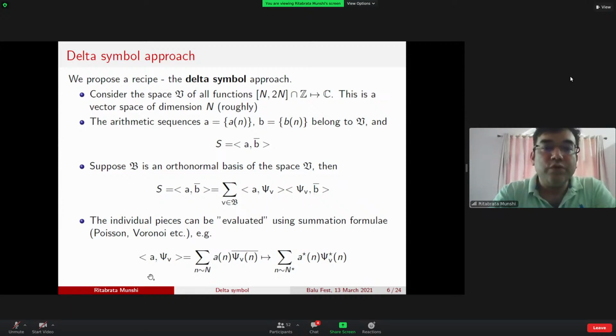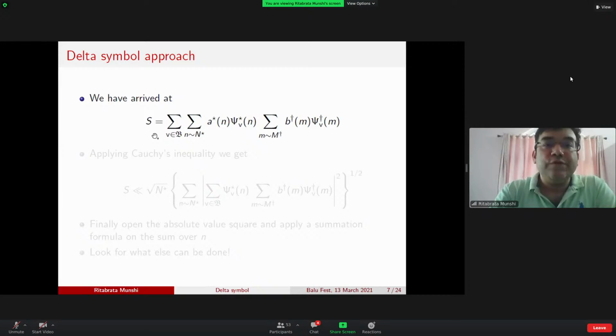And then for this individual inner product of the sequence A with the basis vector psi_V, we'll have some sort of summation formula to transform this sum to something else. The type of things that we have in mind are the Poisson summation formula, or the Voronoi summation formula for GL2, GL3, or higher rank Voronoi summation formula. And we'll be doing the same thing with the other inner product, psi_V with B bar. And so with that, S will be transformed into something like this. Here, these are the dual coefficients. This is the dual sequence A star and B dagger.